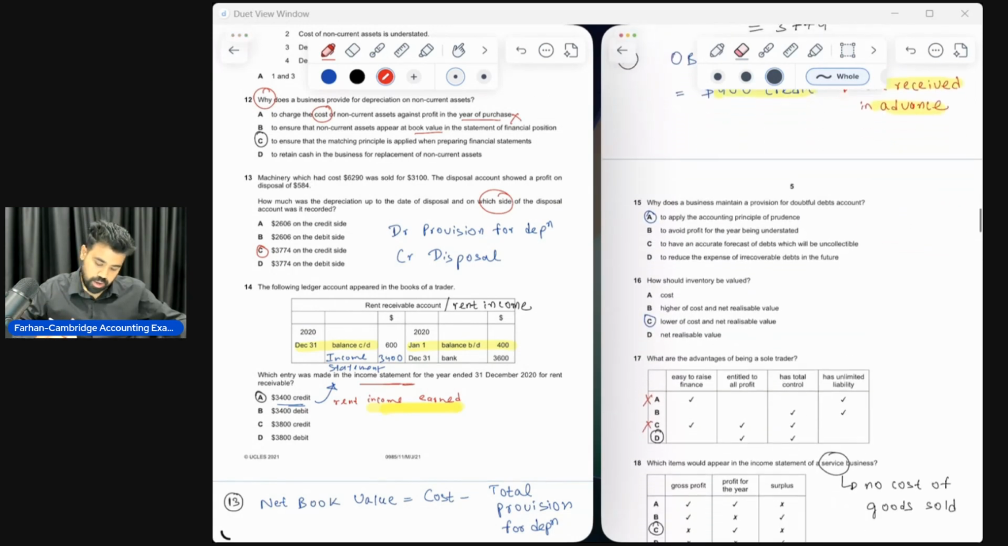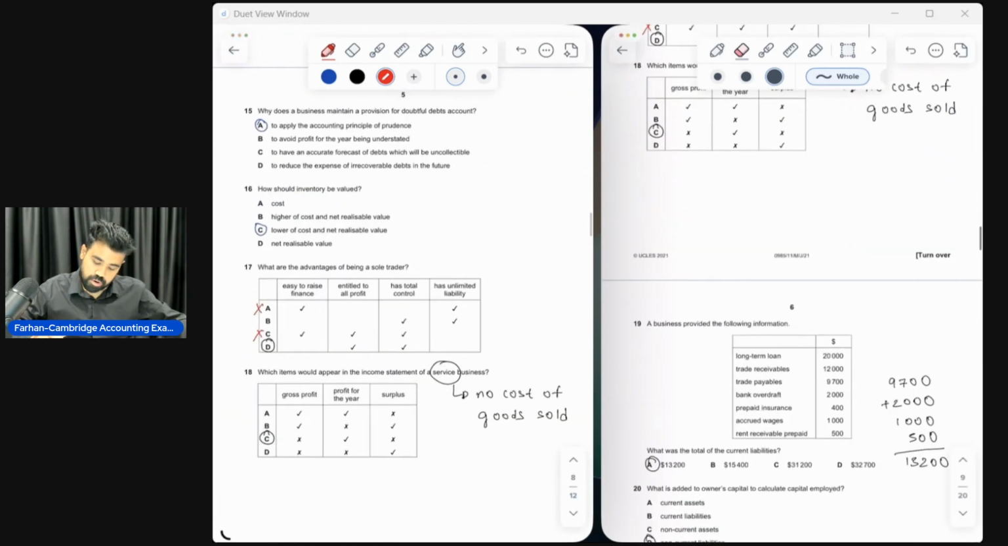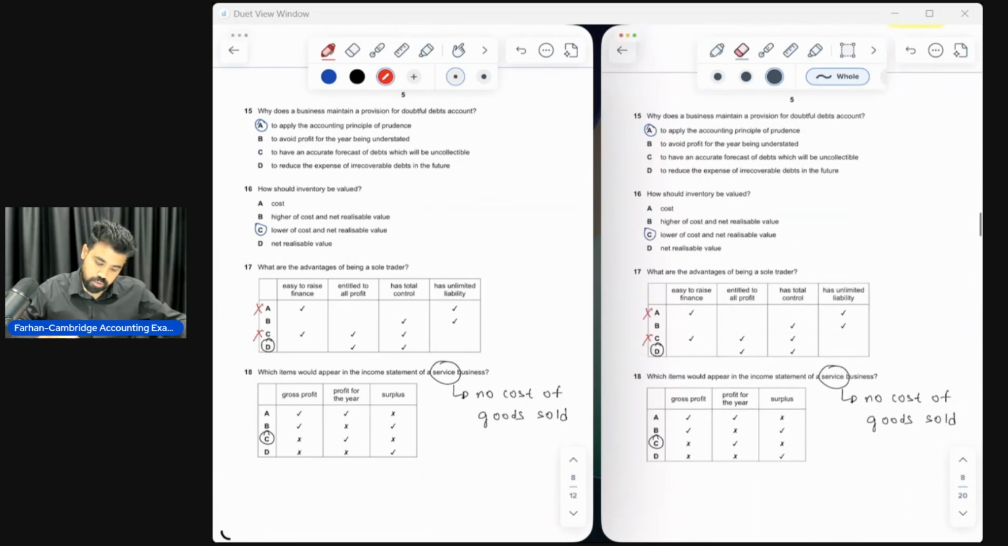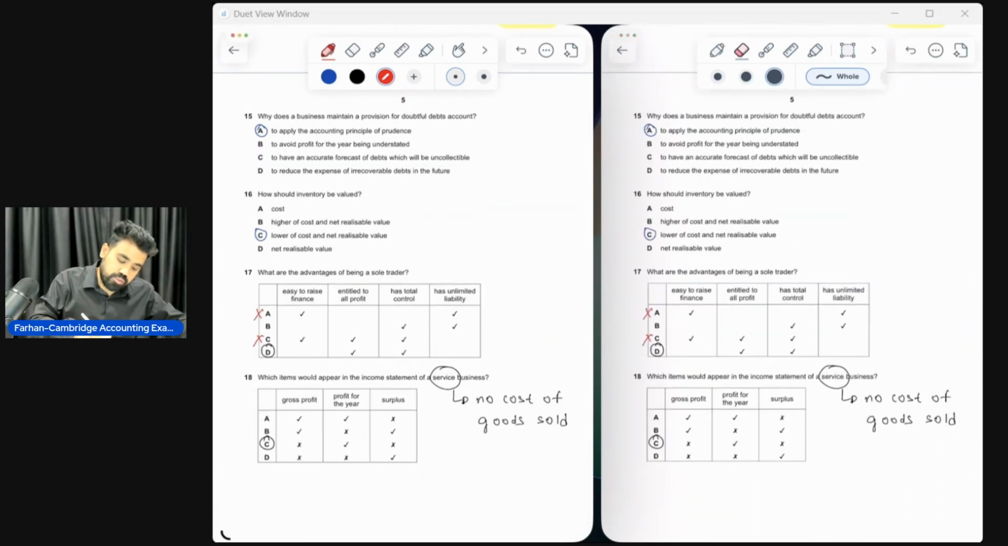All right, now let's do number 15. Why does a business maintain a provision for doubtful debts account? Now, we could just go straight to the point and select option A to apply the accounting principle of prudence. But what is the meaning of prudence? The prudence accounting principle states that assets are not to be overstated, liabilities are not to be understated, expenses are not to be understated, and consequently, profits are not to be overstated.